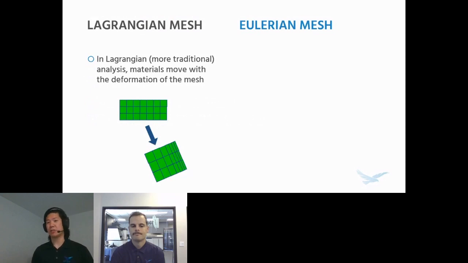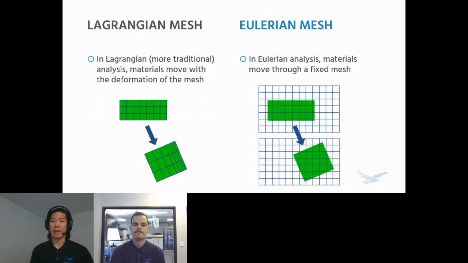An Eulerian mesh, though, is pretty different. Here we fix the mesh. You can see we've got a solid grid of mesh elements, and at the end we have the same solid grid of mesh elements. We've simply moved the material through those elements.